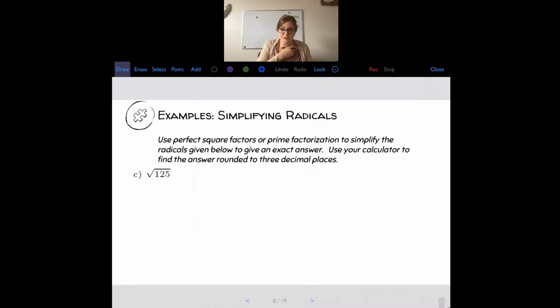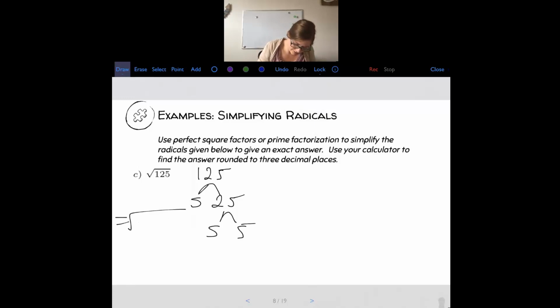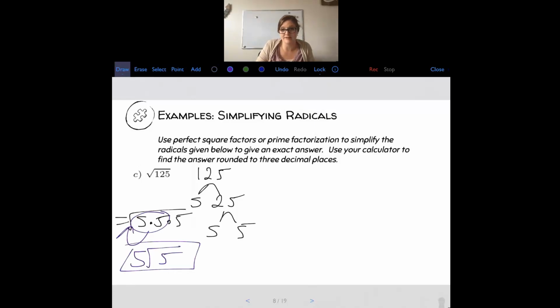So here I'm going to use prime factors. So 125, numbers that end in 5 are divisible by 5, so I would take 125 and divide it by 5. So we have 5 times 25, and then we have 5 and 5. Okay, so we rewrite this as the square root of 5 times 5 times 5. We have a pair of 5, so 1 comes out, and the other stays in to give us 5 times the square root of 5, or 5 radical 5. Okay, and then we put this into our calculator.